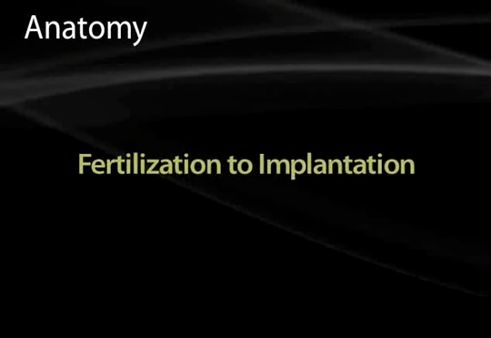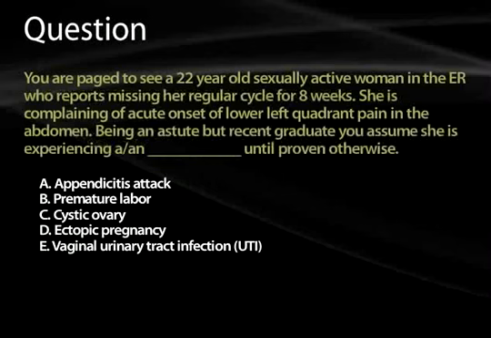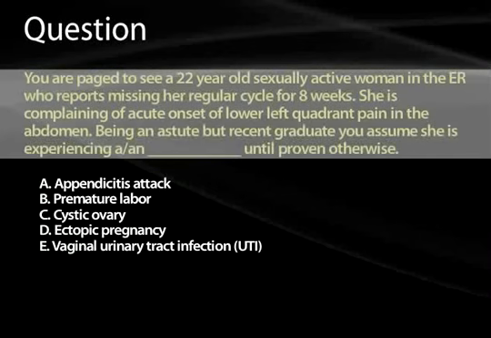In Module 2, we'll be discussing fertilization through implantation. Let's get started. You're paged to see a 22-year-old sexually active woman in the ER who reports missing her regular cycle for the last 8 weeks. She's complaining of acute onset of lower left quadrant pain in the abdomen, and being an astute and recent graduate, you assume she is experiencing what until proven otherwise? Think about your answer, and we'll come back with this in a second.